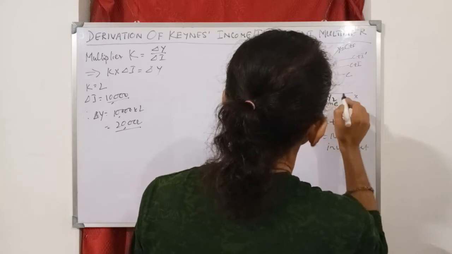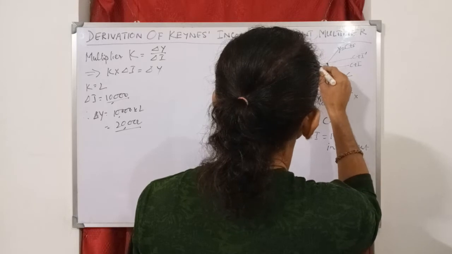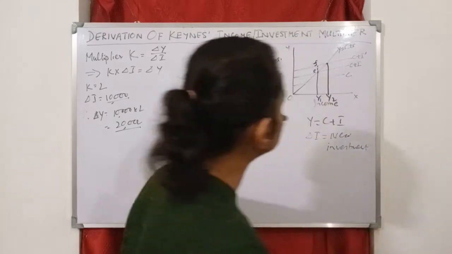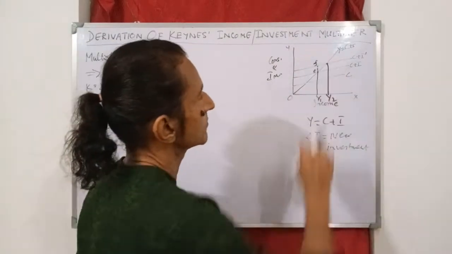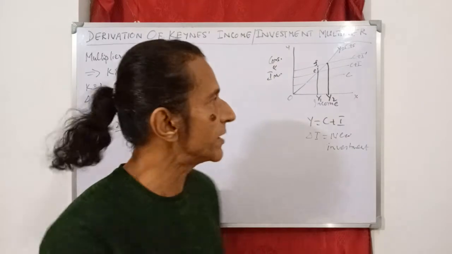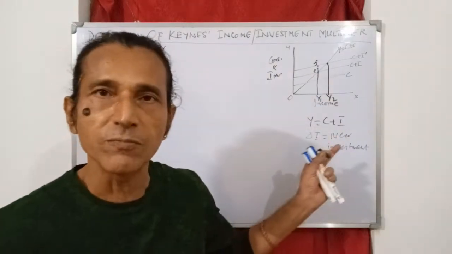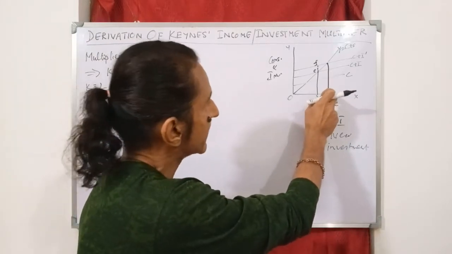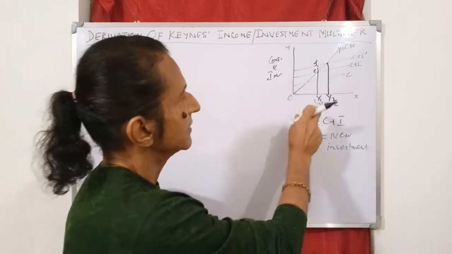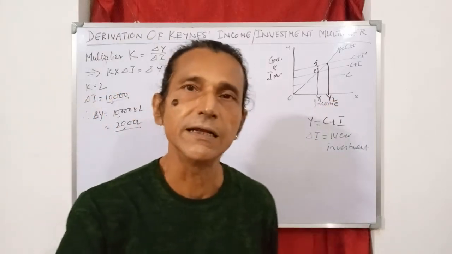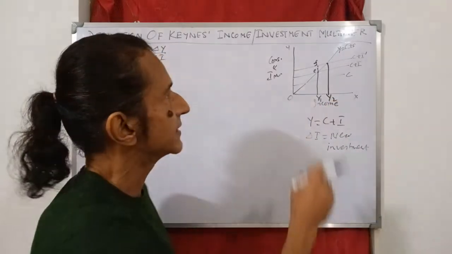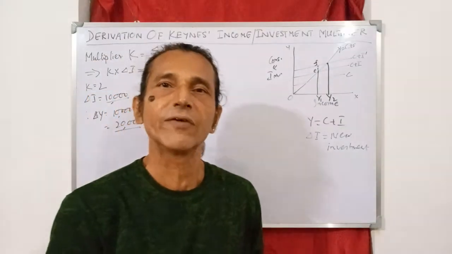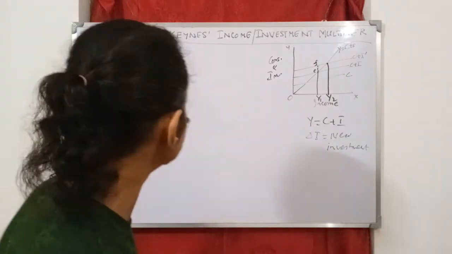So income is Y2, and say this is F. So investment has increased by EF and income has increased by Y1, Y2. From the diagram you can see Y1, Y2 is greater than EF, that is the increase in income or change in income is more than the increase or change in investment. This happens due to the effect of multiplier, that is K.